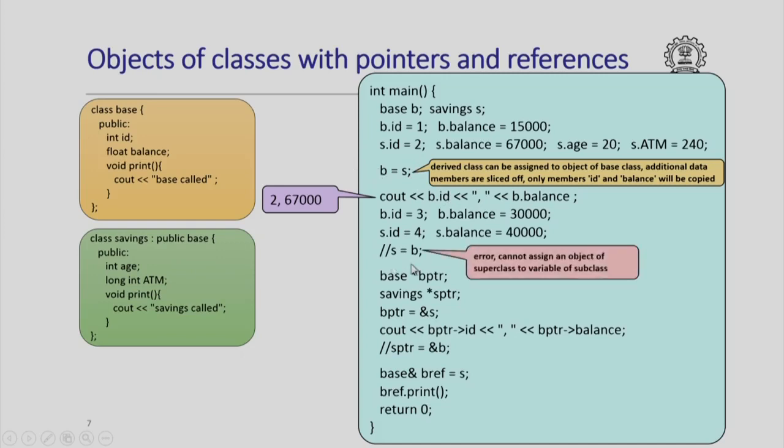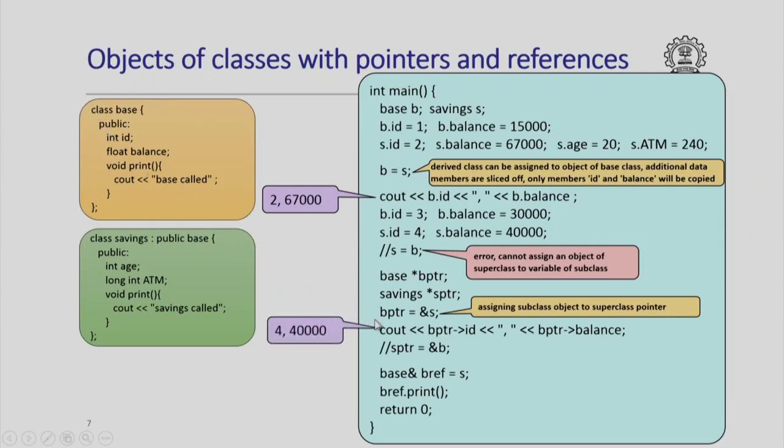This we have already seen will lead to a compilation error because an object of the base class cannot be thought of as an object of the derived class, so it cannot be assigned to an object of the derived class. This, as we just reasoned, is fine because an object of the derived class can be thought of as an object of the base class, and so the address of an object of the derived class can be thought of as being of type pointer to the base class. So when I execute this statement, I will be able to get the value of s.id, which is 4 here, and the value of s.balance, which is 40,000 here.